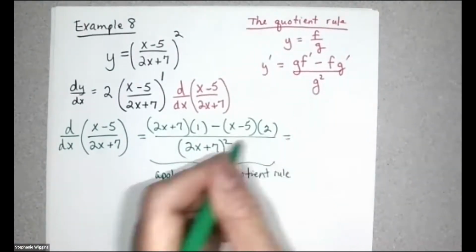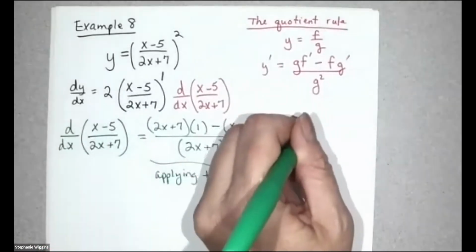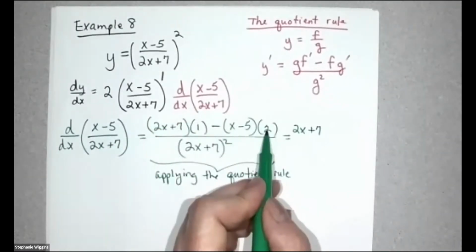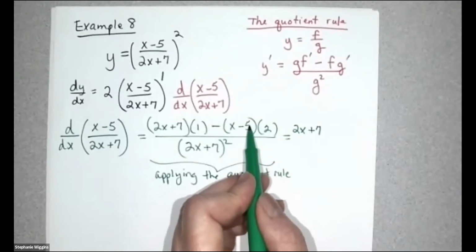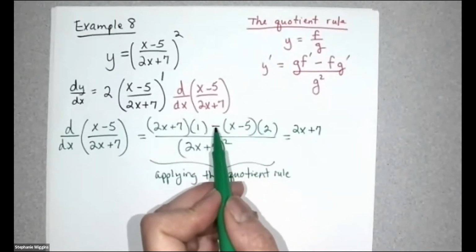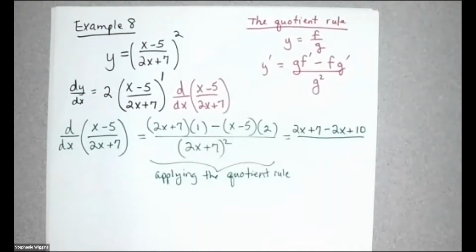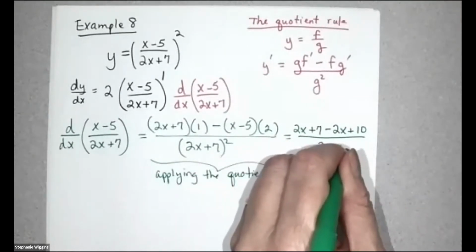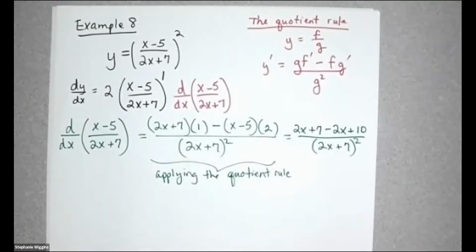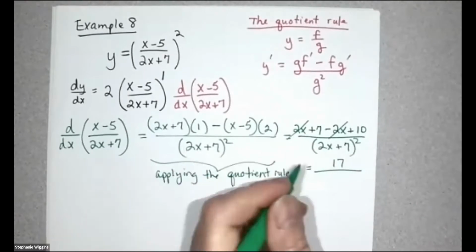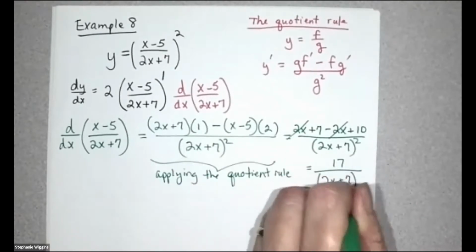Okay, so now when I simplify this, this becomes 2x plus 7 minus 2x minus 10, right? If I distribute this 2 here, it becomes 2x minus 2 times 5 is 10. But it's minus 2x minus 10, so that's going to be minus 2x plus 10 because I distribute the negative. And you can see that my 2x's are going to cancel. 2x minus 2x, those will go away. And this becomes 17, 7 plus 10, over 2x plus 7 squared.